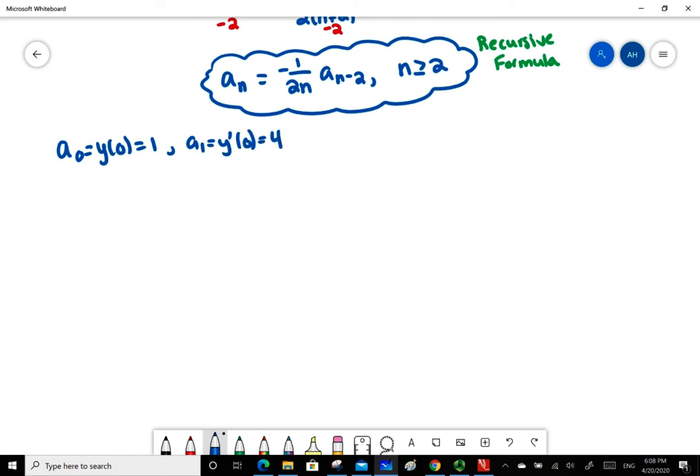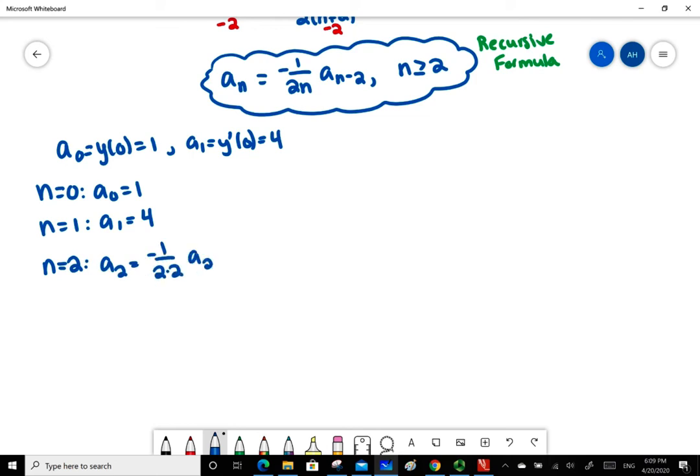Now we can use the recursive formula to find more coefficients, stopping when we have found at least 3 more non-zero coefficients. So we know when n equals 0, a0 is 1. When n equals 1, a1 is 4. And when n equals 2, a2 is negative 1 over 2 times 2, a sub 2 minus 2, which is negative 1/4 a0, which is negative 1/4.